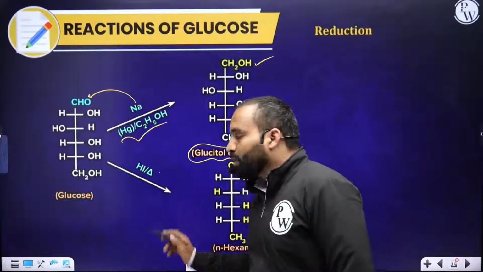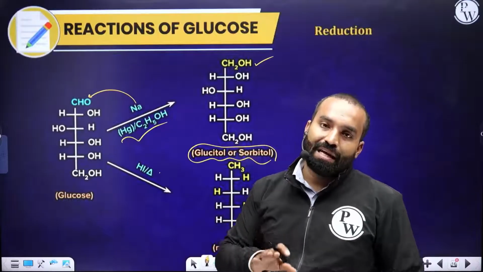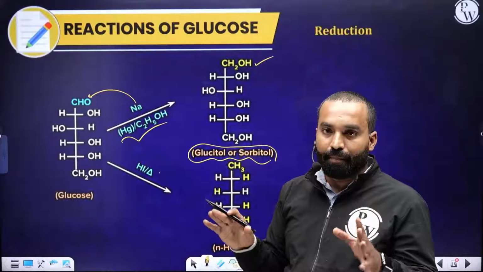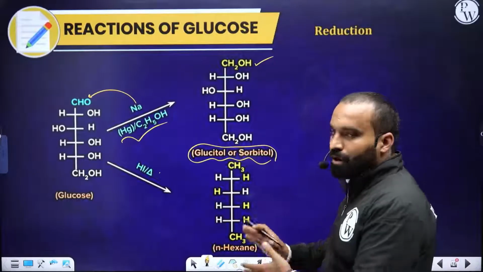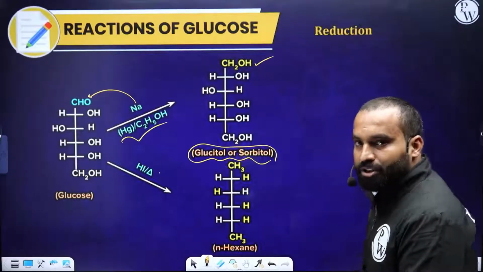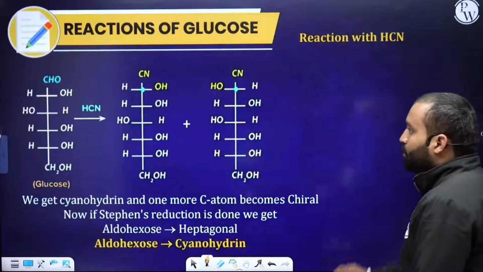This we have seen already. When you treat glucose with HI for prolonged heating, everything is converted to alkane. n-hexane is obtained. Understood? These are a few reactions of glucose.